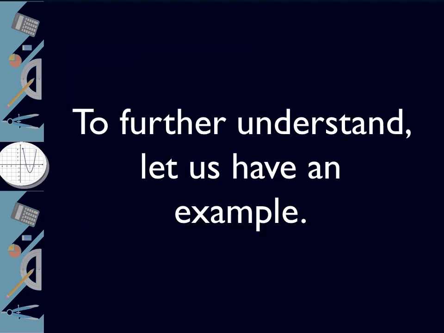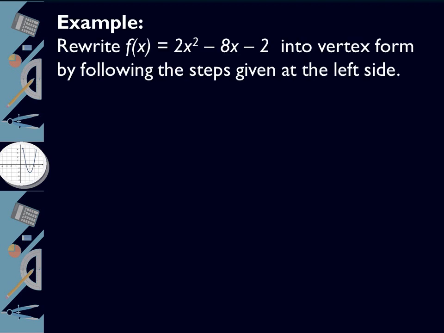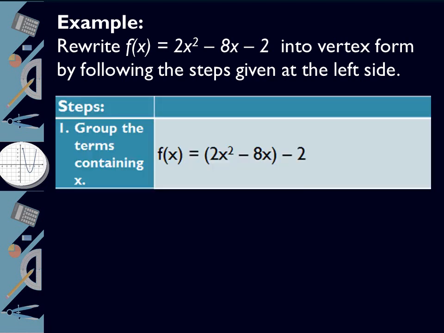To further understand, let us have an example. Rewrite f of x equals 2x squared minus 8x minus 2 into vertex form by following the steps given at the left side. For the first step, we are going to group the terms containing x. So in our given function, we group together 2x squared minus 8x.